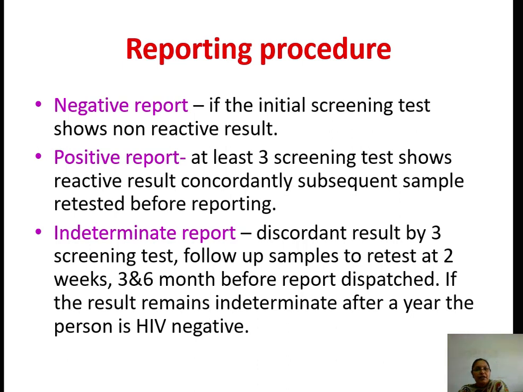We say a positive report when at least 3 screening tests show reactive results concordantly and the sample is subsequently retested before reporting. We say an intermediate report when there is a discordant result in the 3 screening tests; follow-up samples are retested at 2 weeks, 3 and 6 months before the report is dispatched, and if the result remains indeterminate after a year, then the person is said to be HIV negative. So this is the procedure of reporting the test in cases of HIV infection.